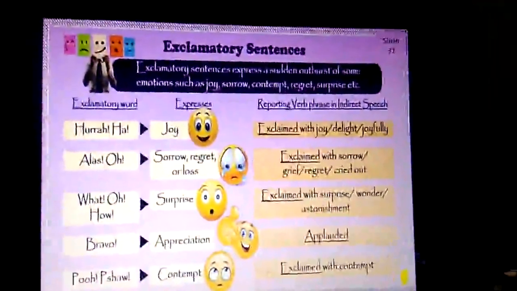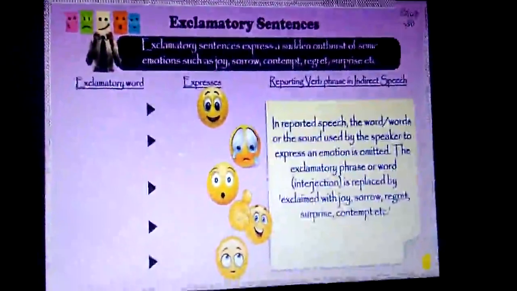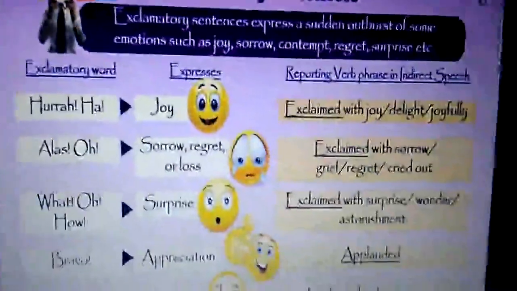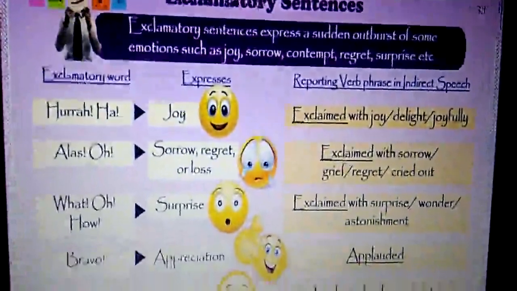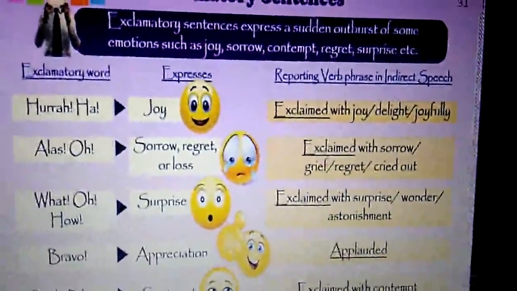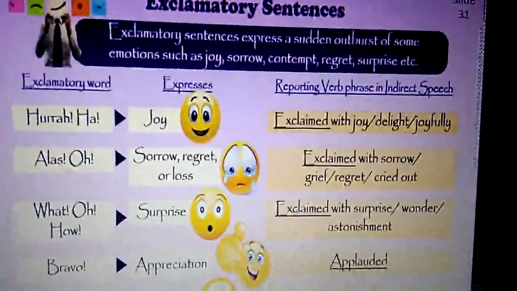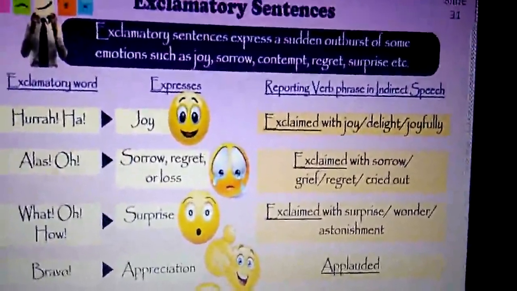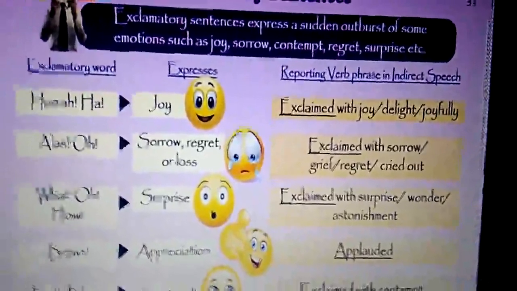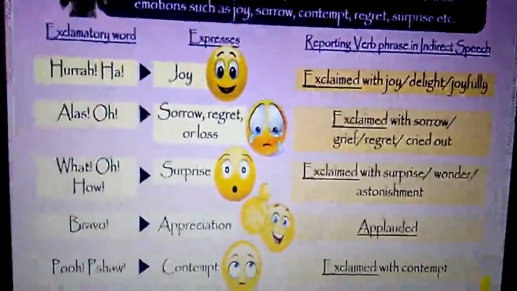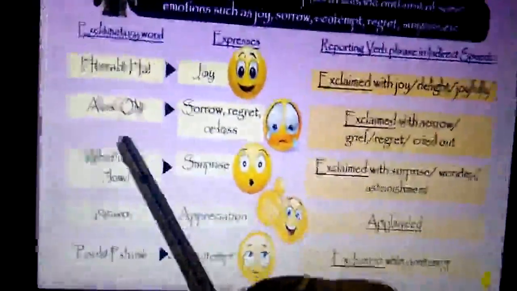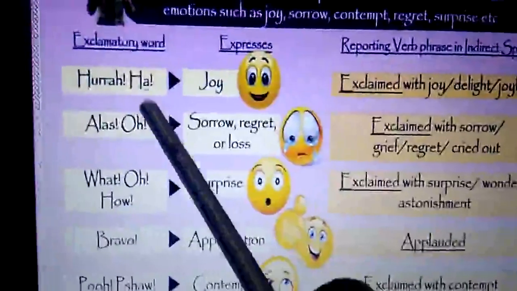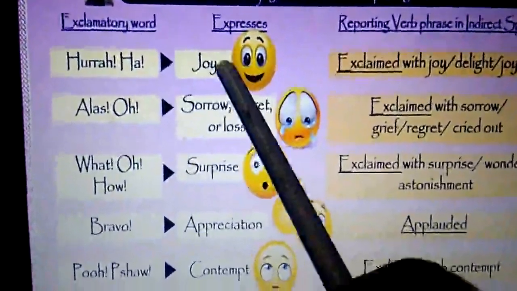And exclamatory sentences. When we try to convert an exclamatory sentence from direct speech to indirect speech, what are the changes that we have to notice? Exclamatory sentences express a sudden outburst of emotions like joy, sorrow, contempt, regret, surprise, etc. When we express such emotions, we use exclamatory words like hurrah, alas, oh, how, bravo. Each word indicates some expression.